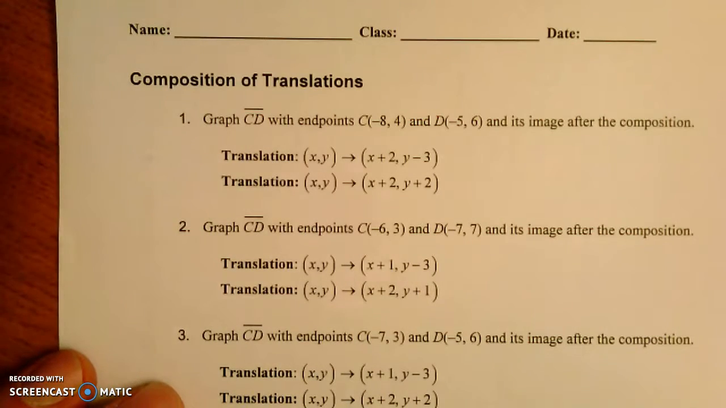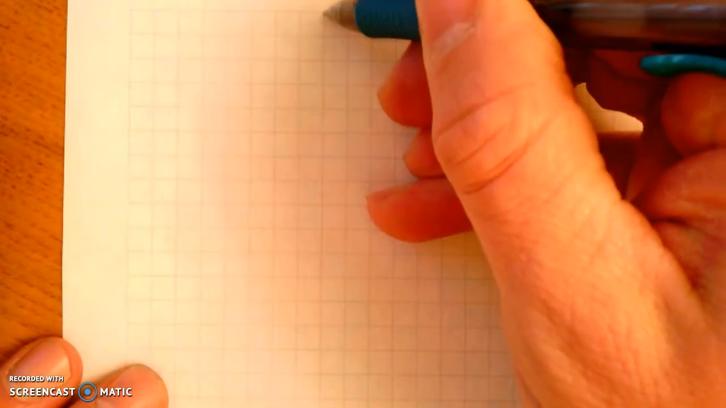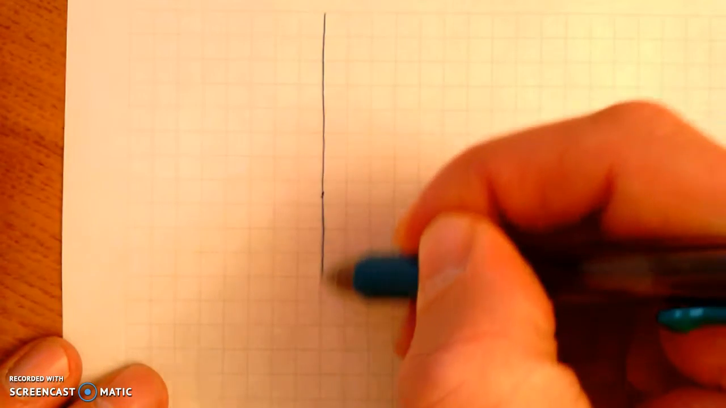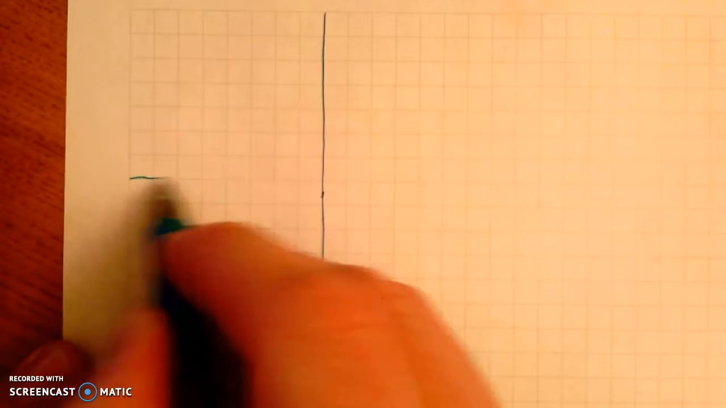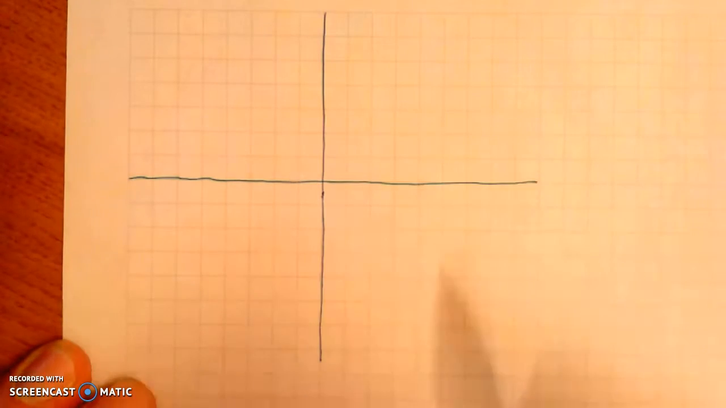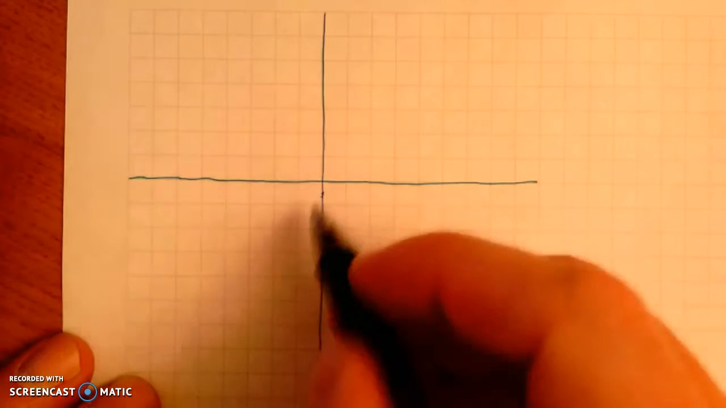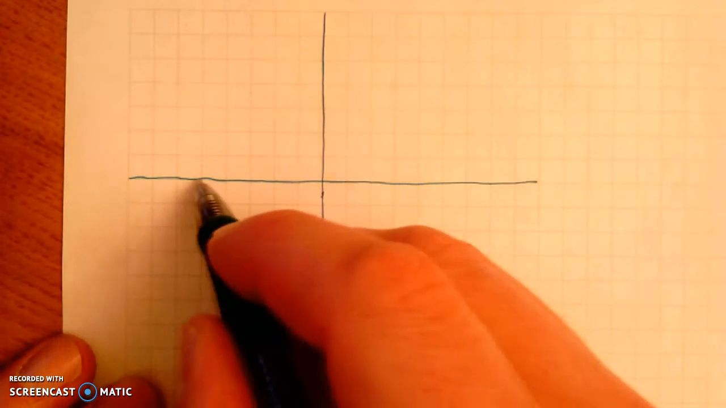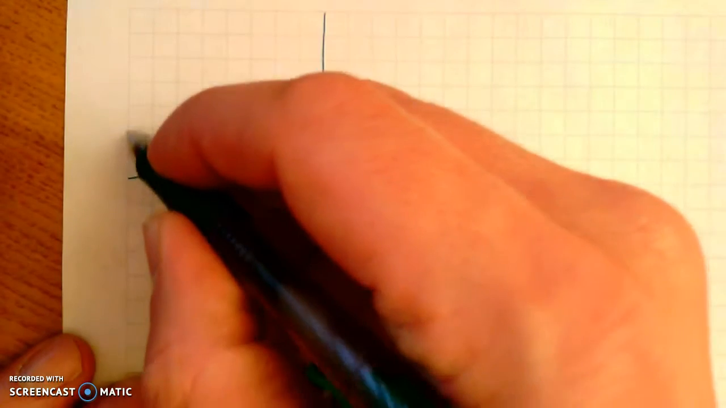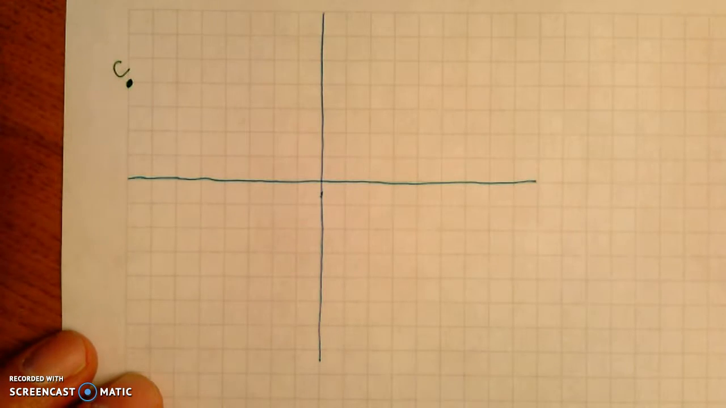Alright, so first of all, we got to graph this thing, so let's go over here. I'll make my coordinate axes here. Okay, made it big enough. And we've got C is -8, 4. So back 1, 2, 3, 4, 5, 6, 7, 8. Up 1, 2, 3, 4. There's original C.